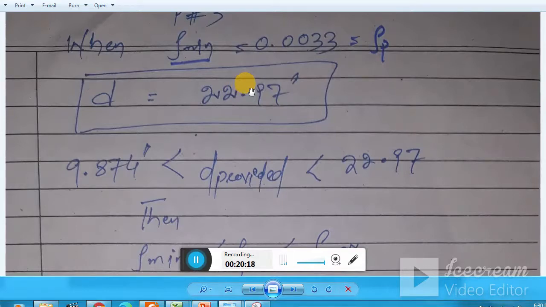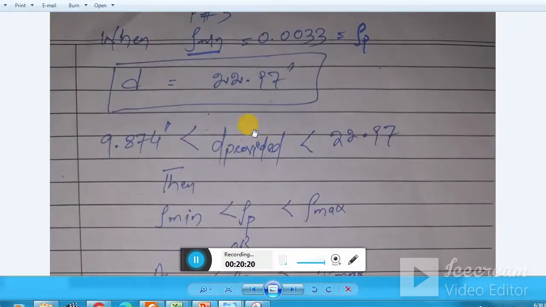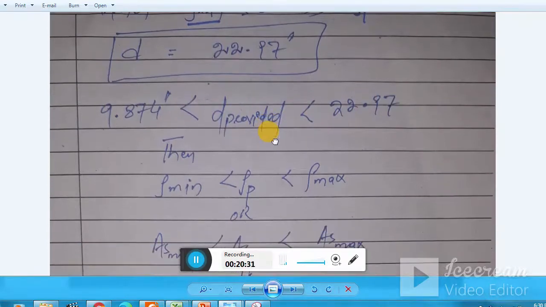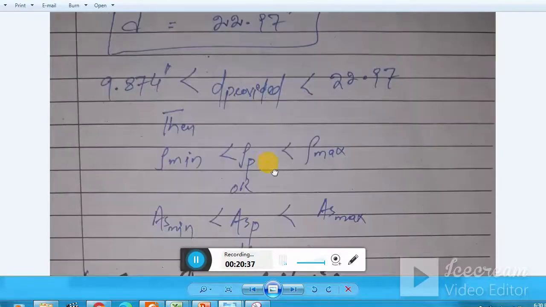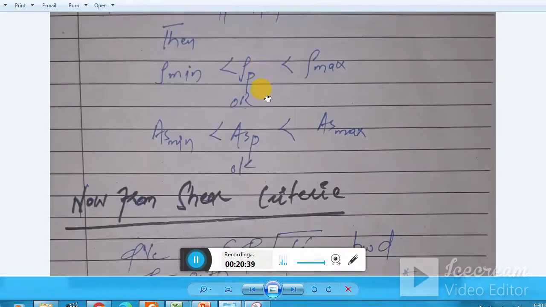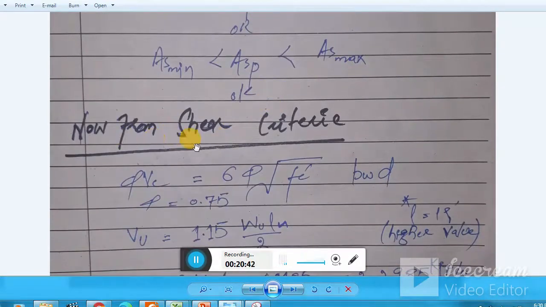Okay, so this is the check. You see, the rho provided or depth provided, the beam depth should be greater than this one but should be less than this one. If we use this check, then remember, you will definitely pass that check. That is the ductility check. So this is the beauty of this calculation, remember. And the next and the final one is the shear criteria.